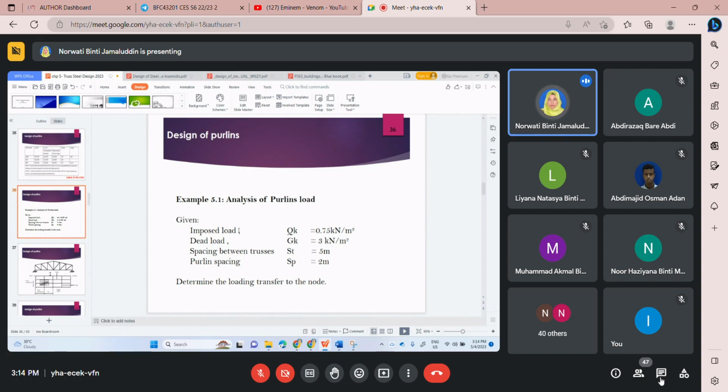First example, you will be given an imposed load, QK, 0.75 kilonewton per meter squared. Meter squared here represents the area. Dead load is 3 kilonewton per meter squared.